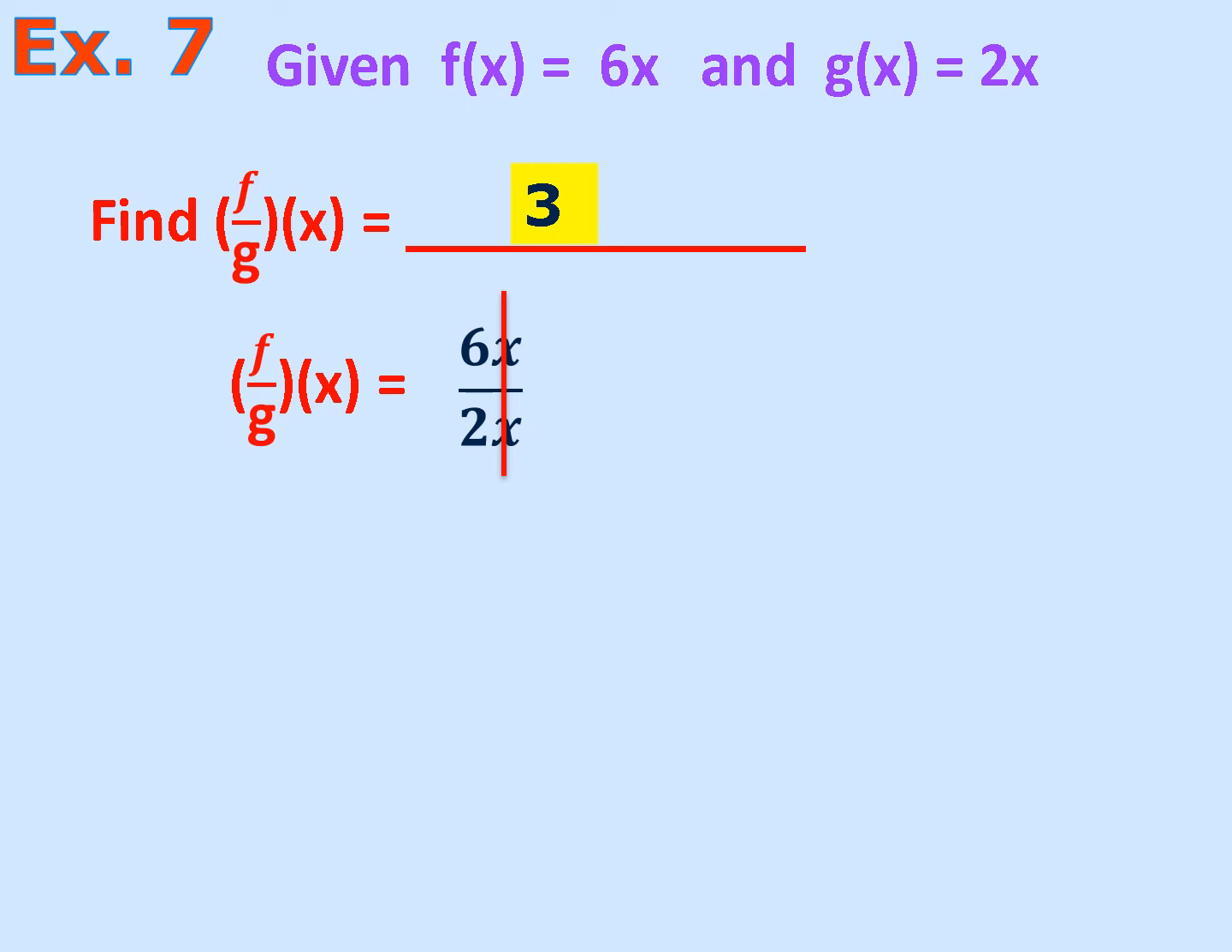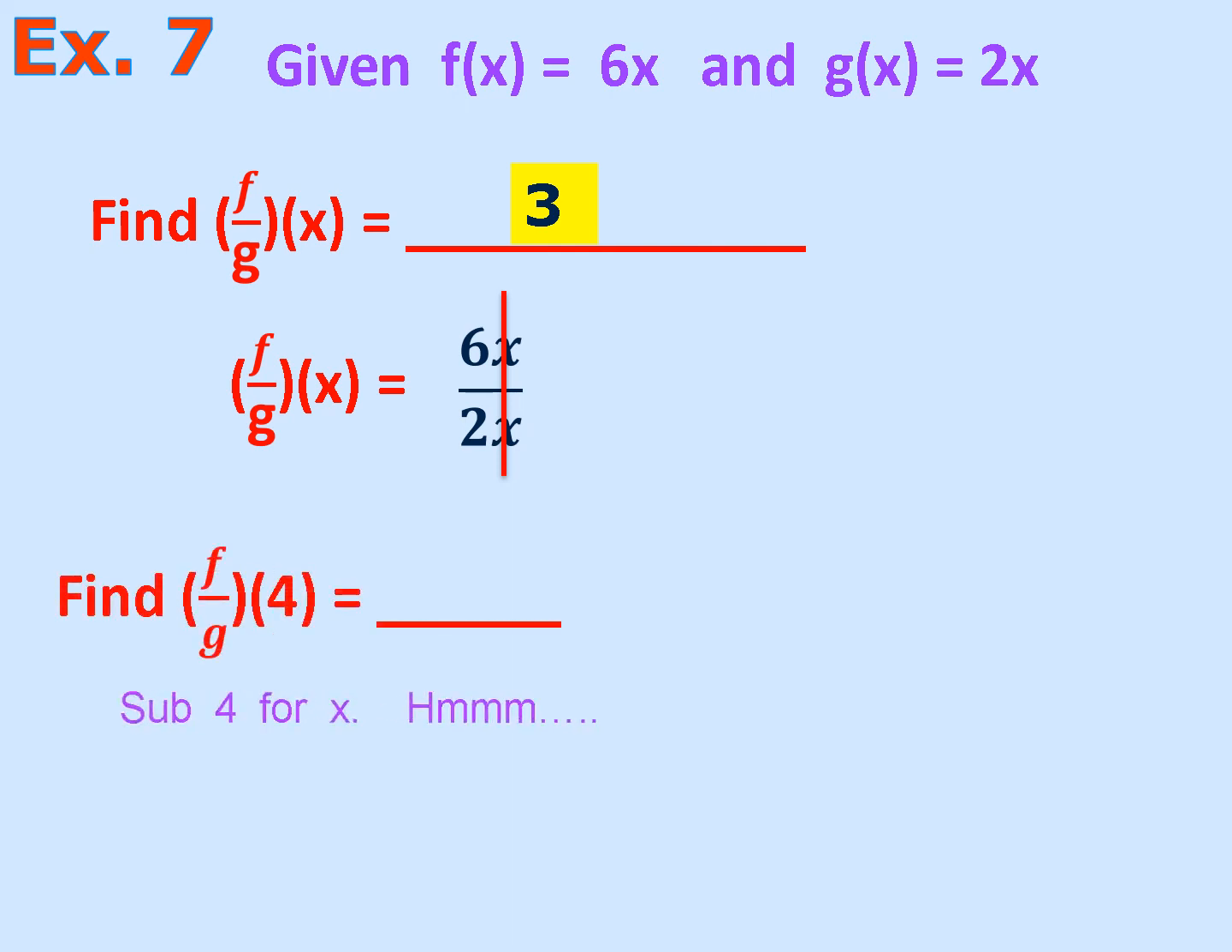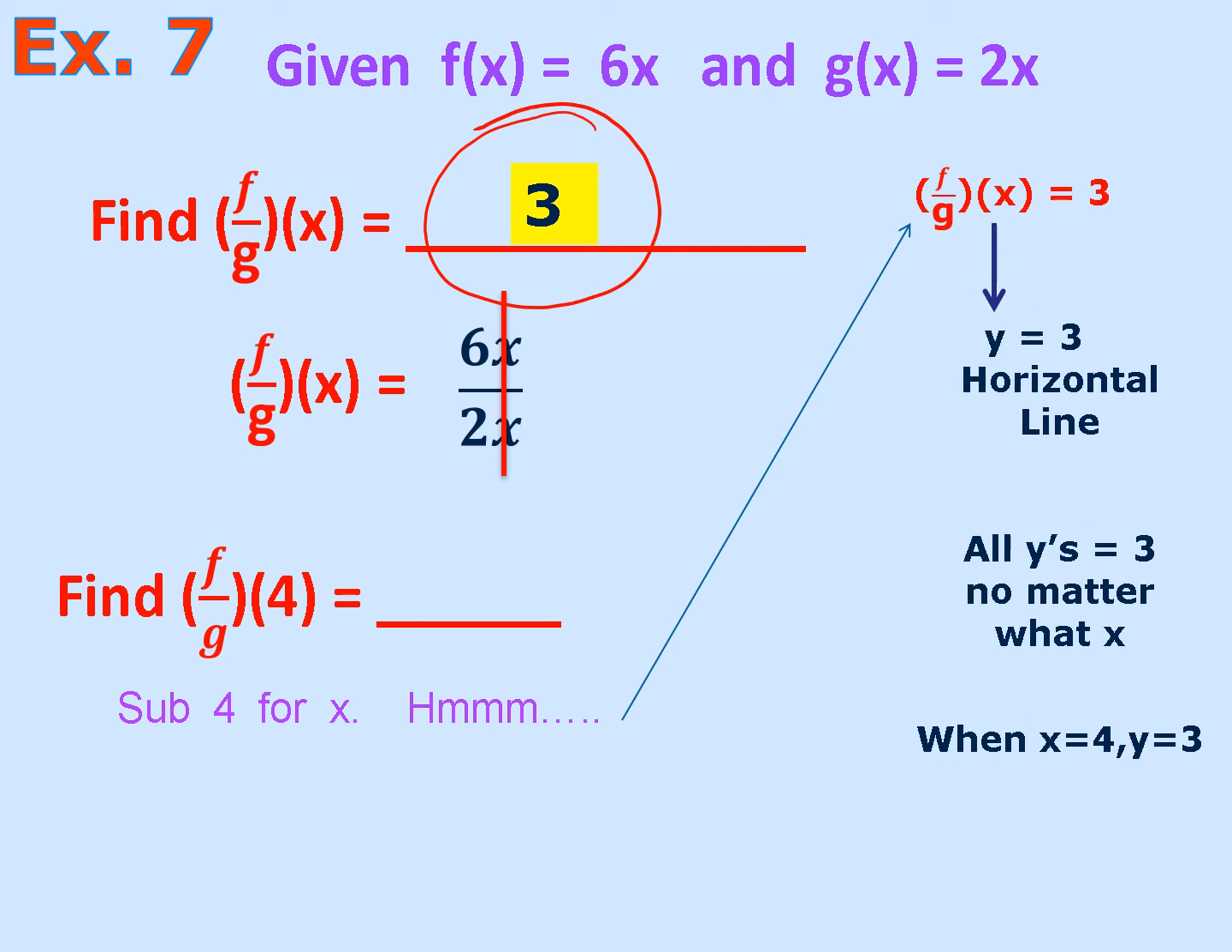So if I ask you, what is f over g of 4? The answer, well, if I sub 4 in for x up here, but wait, there is no x. Okay, so since there is no x, it's going to be a horizontal line. So it's going to be a horizontal line that goes through 3. So all of your y's are going to be 3 no matter what your x is. So when x is 4, y equals 3.